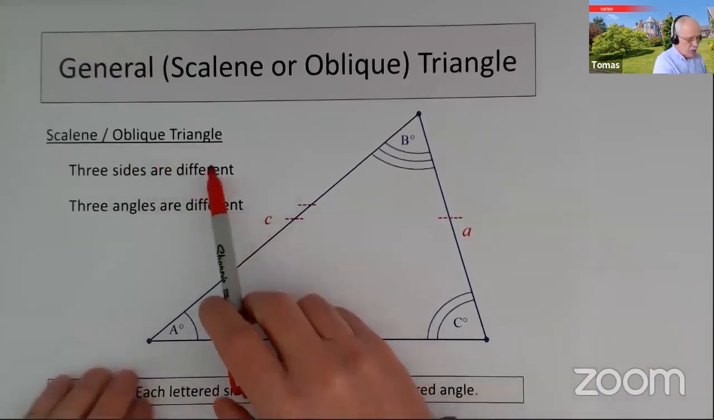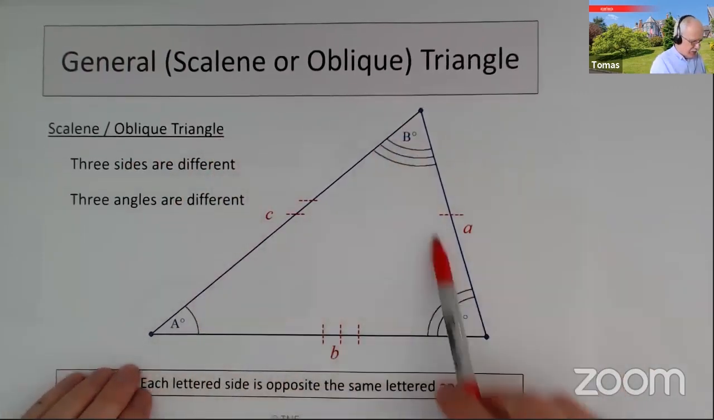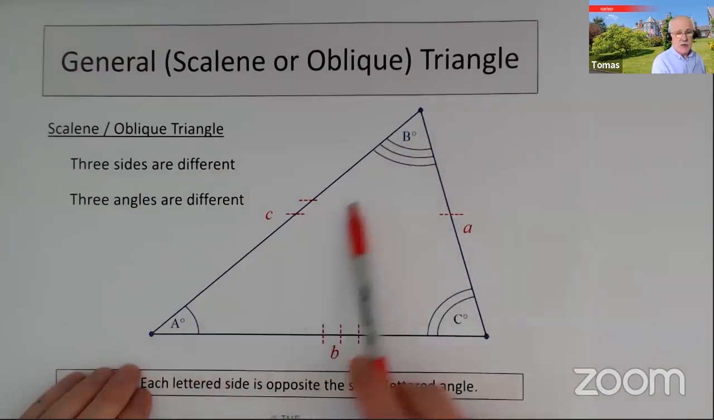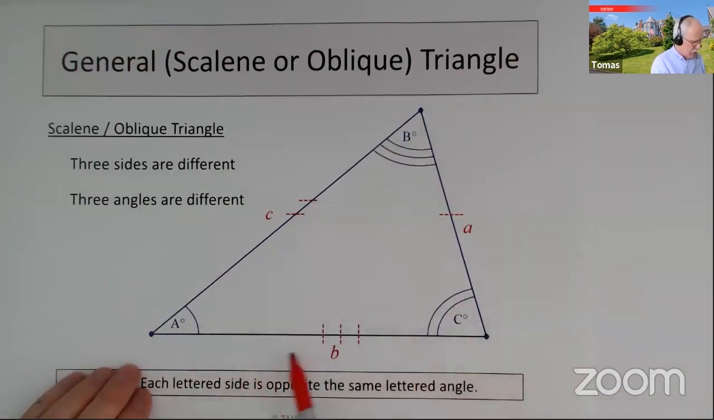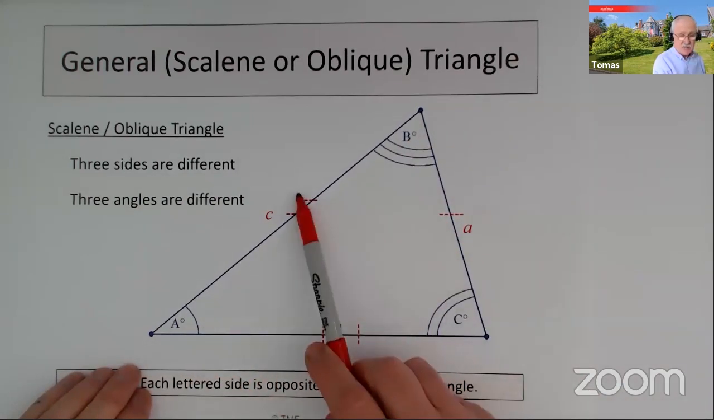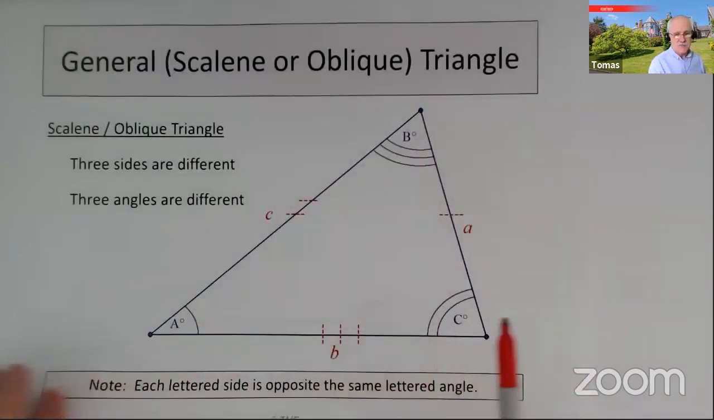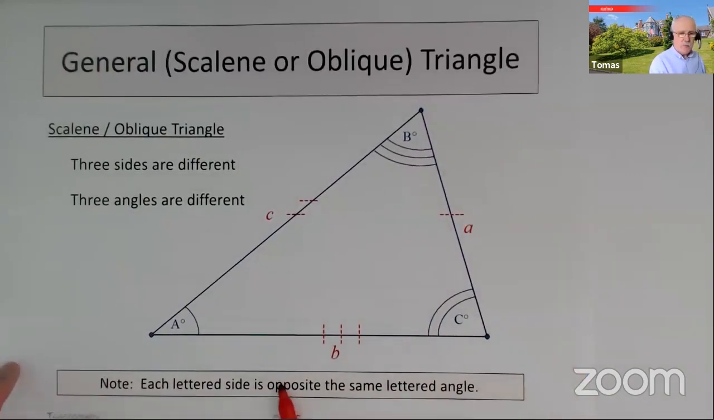So a scalene or an oblique triangle. Here we've got the typical triangle, where this side is different from this, and the three angles are different again. Really important, each lettered side is opposite the same lettered angle.